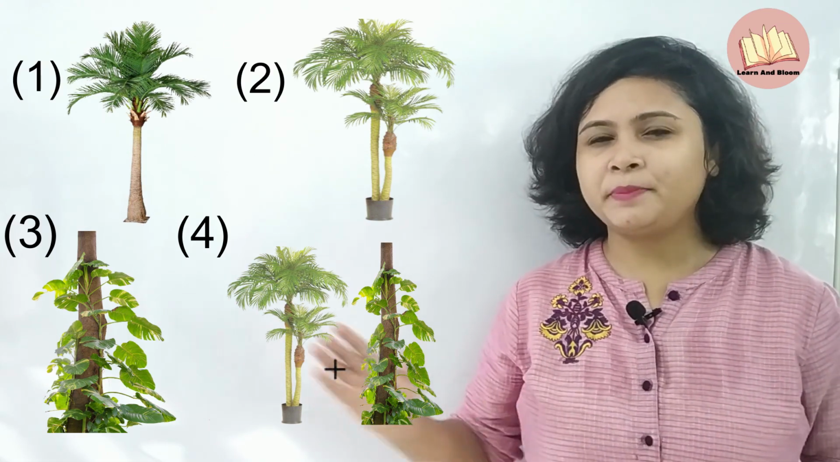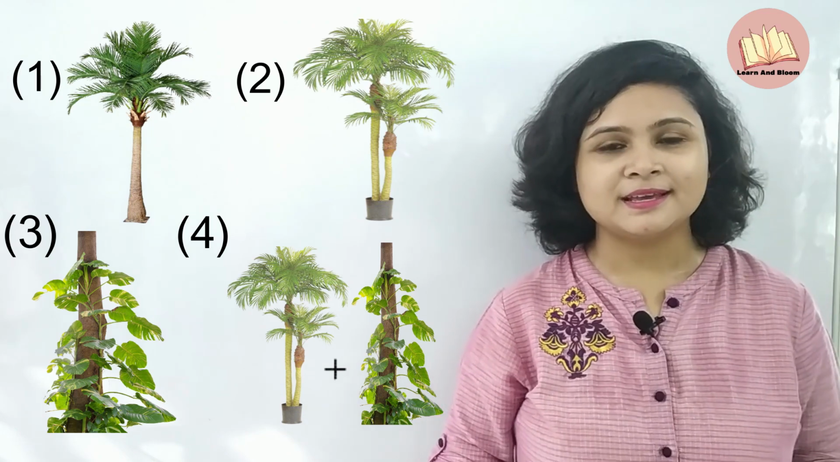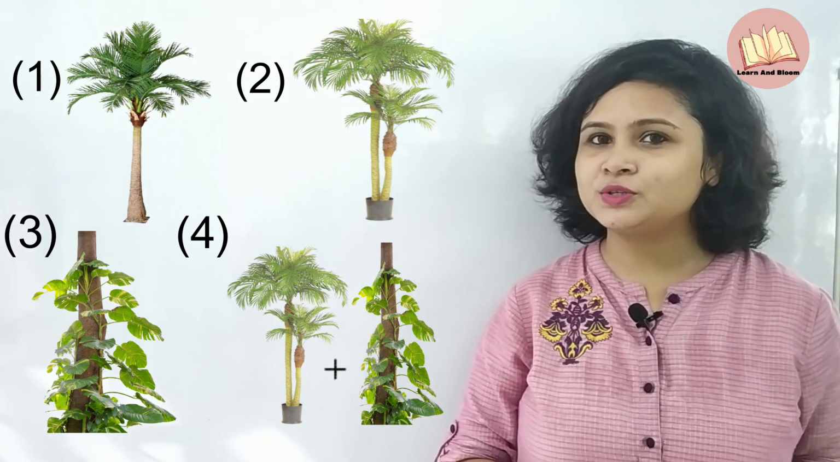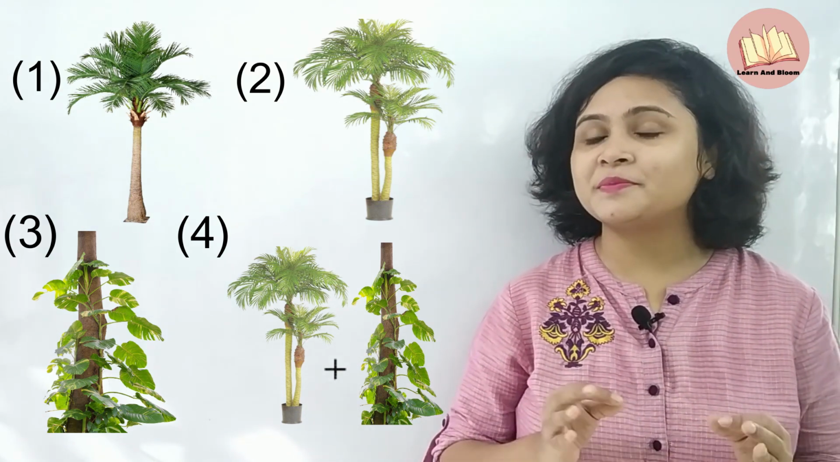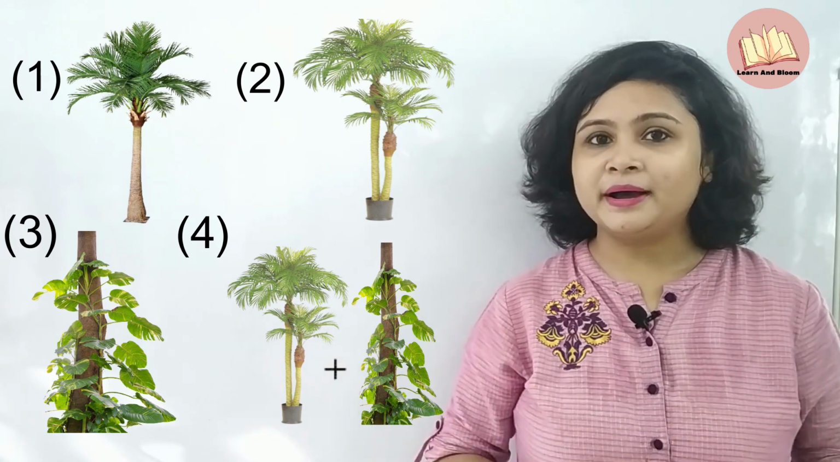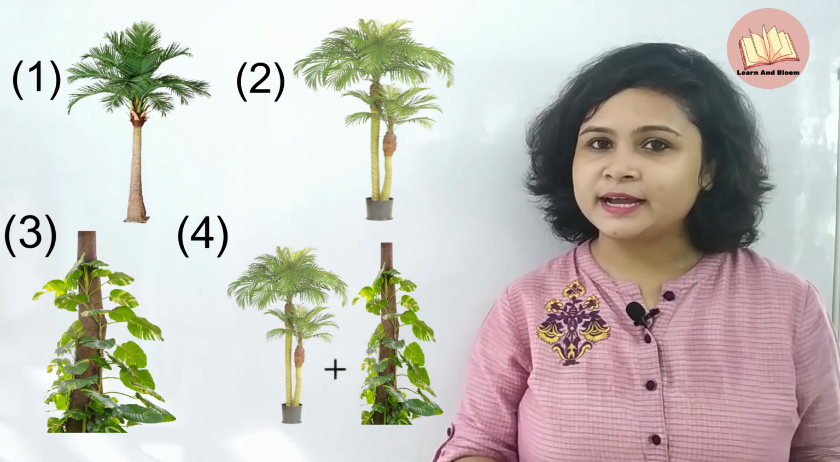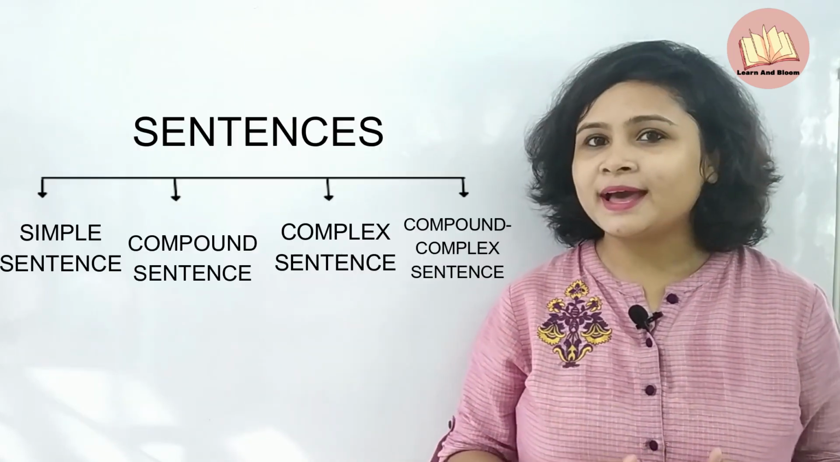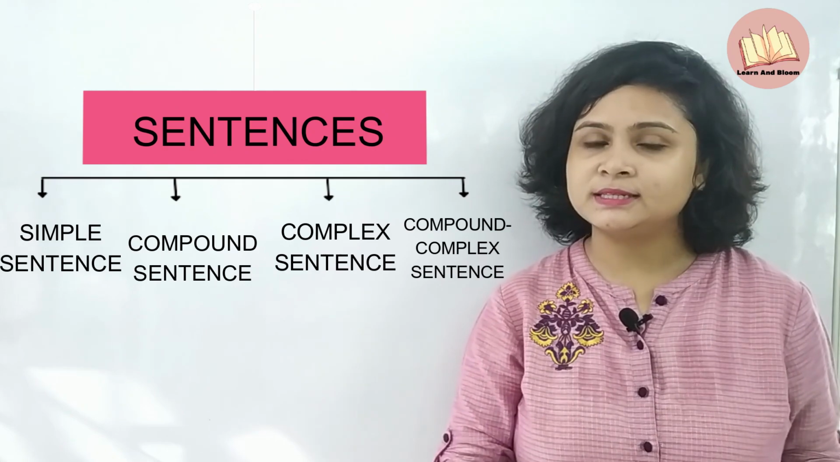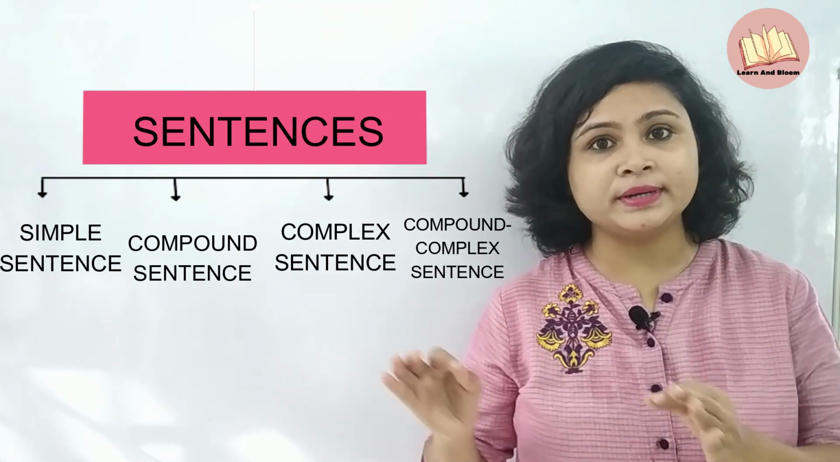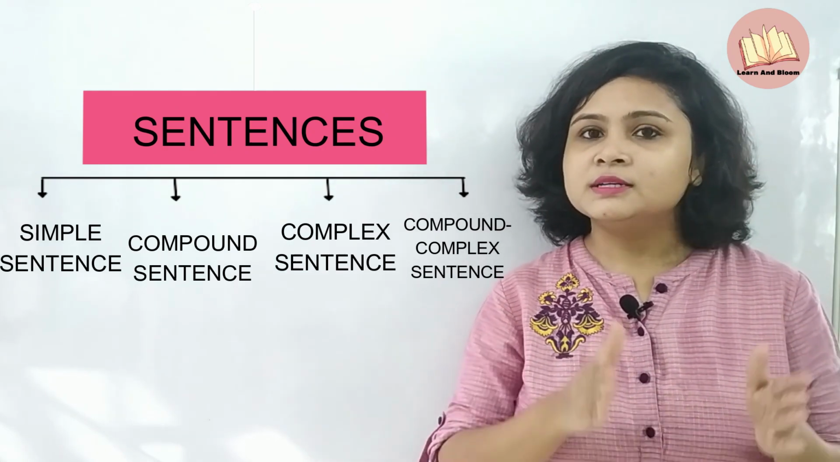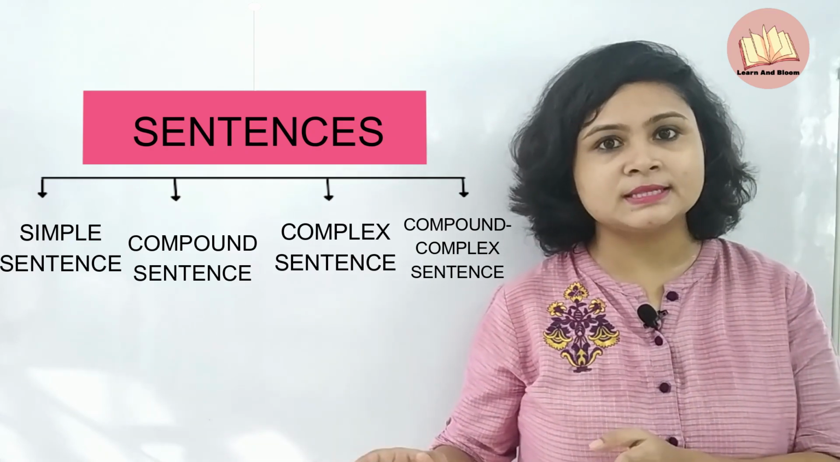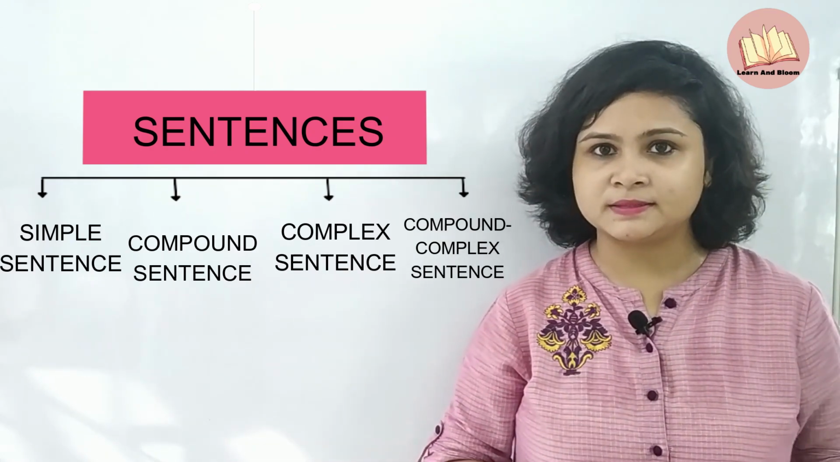Here you can see pictures of four types of plants. You are thinking, what am I supposed to do with the pictures of plants as I am conducting an English class? But we will understand the types of sentences by using these pictures. We have four types of sentences in English grammar according to its structure. These are simple, compound, complex and compound complex sentence.